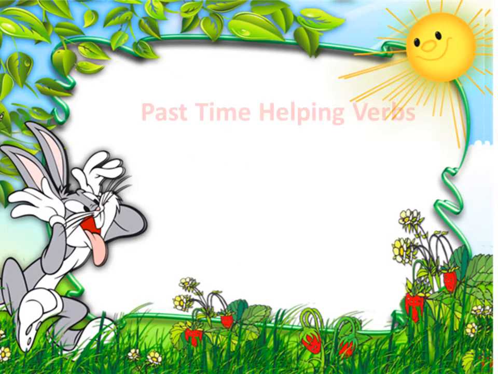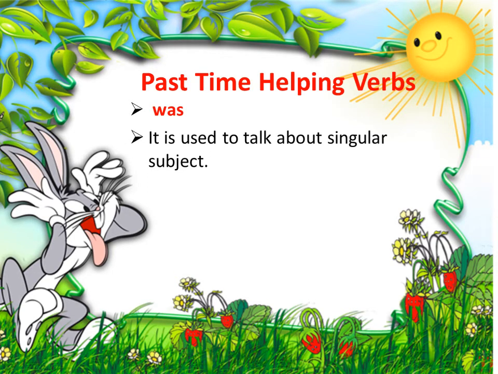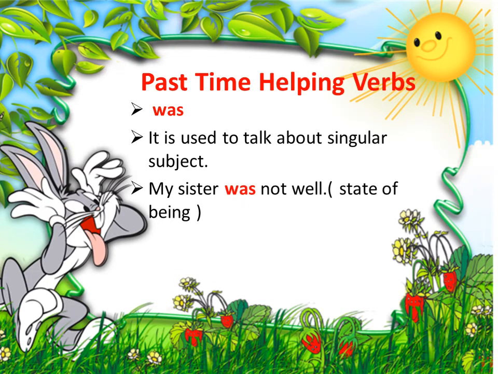Now, past time helping verb. Helping verbs that are used in past time. One of them is was. It is used to talk about singular subject. So whenever we are having a singular subject and we want to tell the past condition or state of that subject, we use was. Like, my sister was not well. So here I want to tell the condition of my sister in past time. So though my sister, this subject is singular, so I will use was.